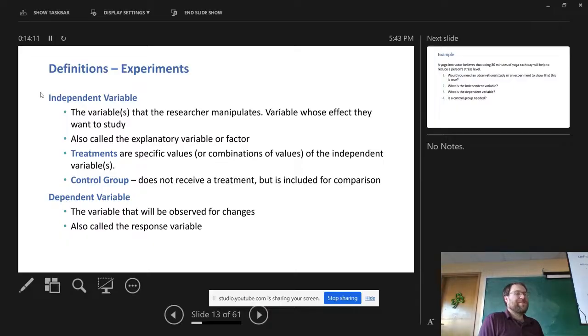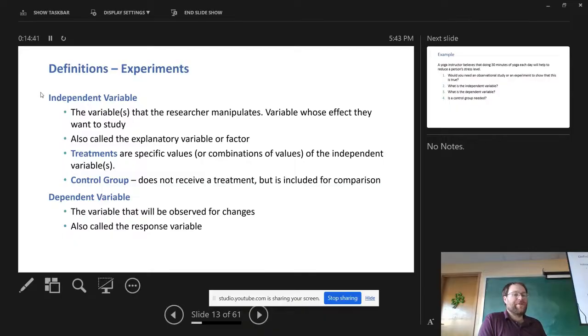Independent variables, think of it as X. Dependent variables, think of it as Y. You're controlling X in order to measure Y. So the researcher manipulates X. It's often called an explanatory variable or factor.